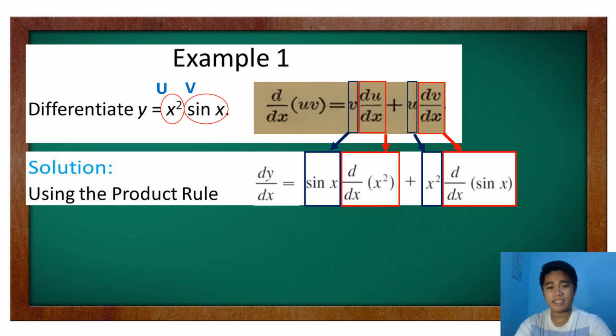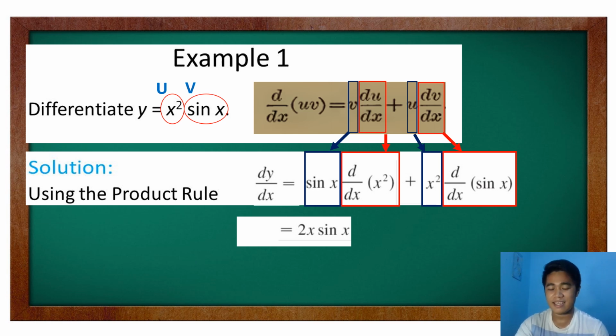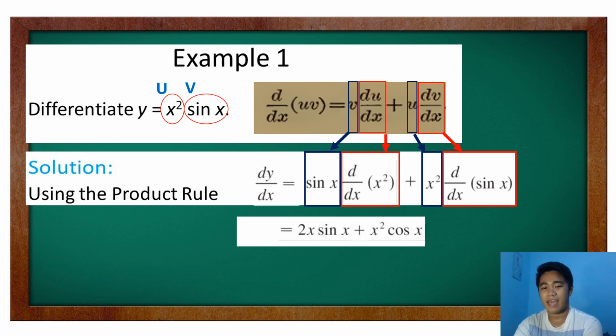So if we simplify this, we can have 2x sine x. Because when we derive x squared, that is 2x multiplied by sine x, plus when we take the differentiation of sine, we have cos, so we have x squared cos x. Alright, so that is just how we solve our problem, and that is our answer.